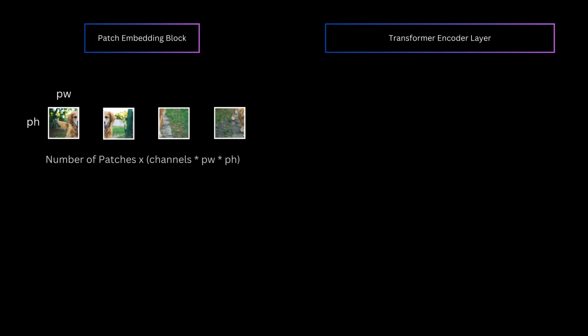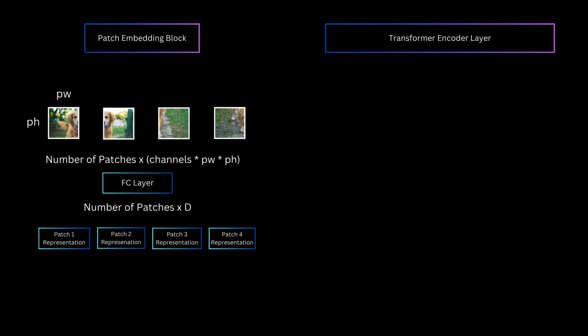Each of these patches has number of channels times height times width pixel values, which are then converted to a D-dimensional representation, which is the hidden dimension at which the transformer layer is going to be working. Rather than using an FC layer, we could also do this with convolutions, with patch height and width deciding the kernel sizes and strides, and D being the output channels.